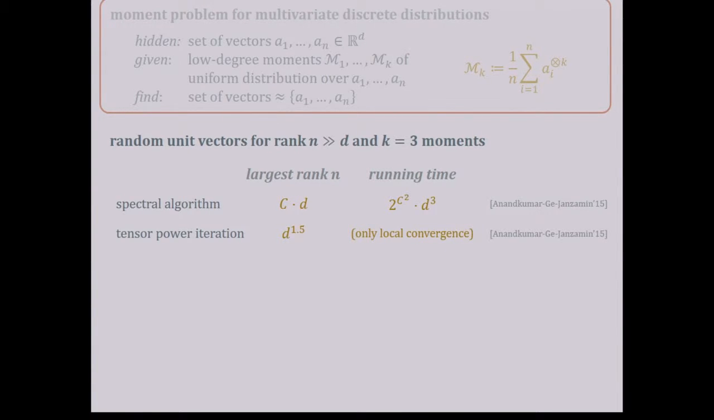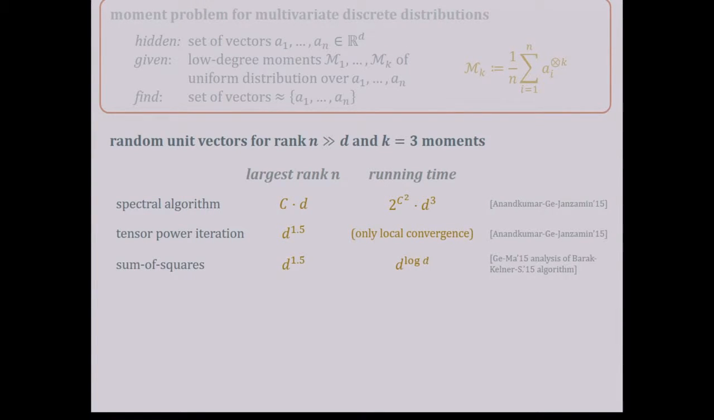Another algorithm, a spectral algorithm, and this non-convex gradient descent type algorithm, turns out that even if you have d to the 1.5 vectors, this algorithm has some local convergence guarantee, in the sense that if you start very close to the solution, then the algorithm finds the solution. But this doesn't correspond to an efficient algorithm, because it's not clear how to get close enough so that this local convergence plays a role.